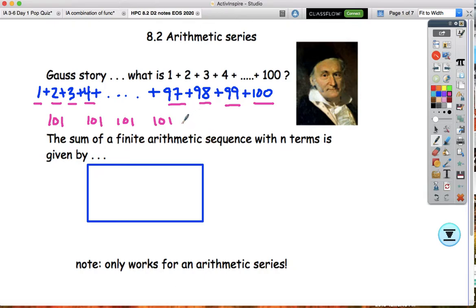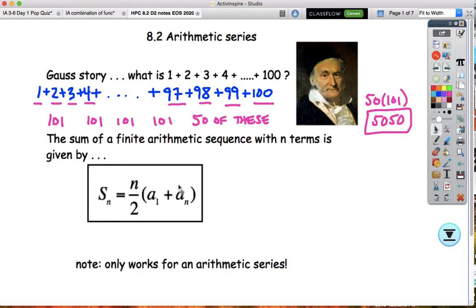So how many 101s are there? There's going to be 50 of these. So what Gauss did was he took 50 times 101 and he got 5,050, and that was the correct answer. So he did it super fast. And this is the formula that we can use to describe exactly what Gauss did.